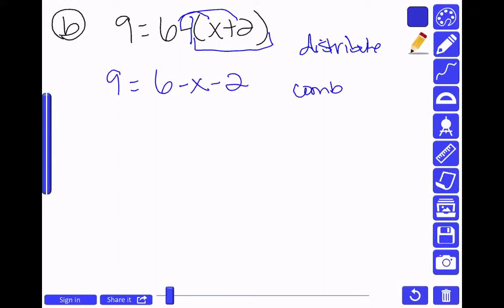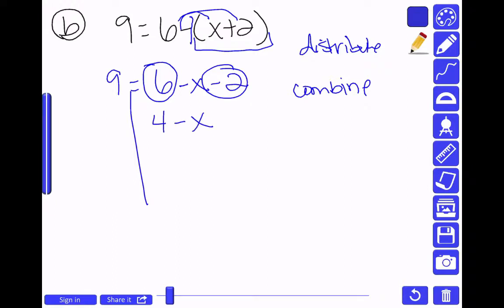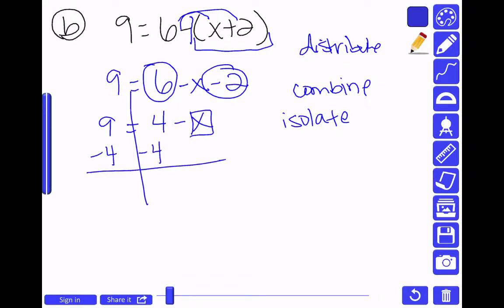Now I need to combine like terms. My like terms are 6 and negative 2, which is 4. So this is now 4 minus x equals 9. Now I need to isolate my variable. This is where it becomes a 2-step problem. I need to isolate the x, so I need to subtract the constant first. 4 minus 4 is 0, so I'm left with negative x. If you forget that minus sign, you're going to be in big trouble. 9 minus 4 is 5. So now I have 5 equals negative x.